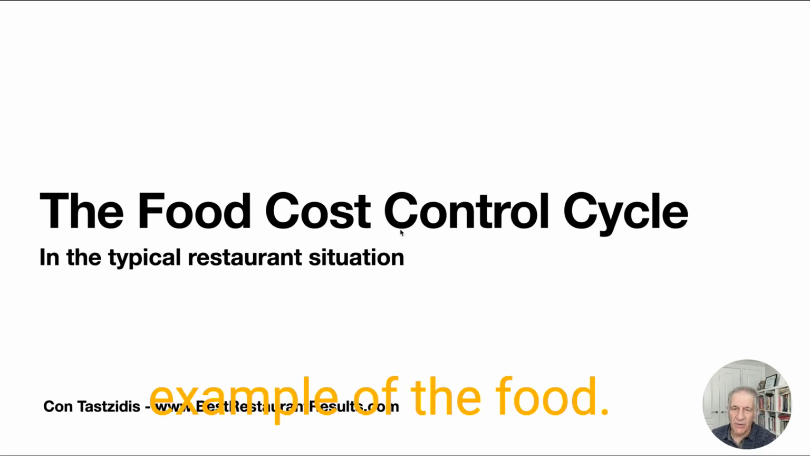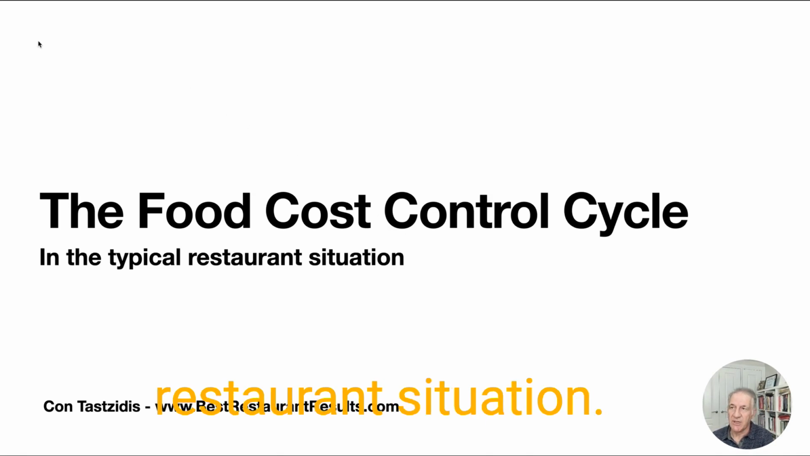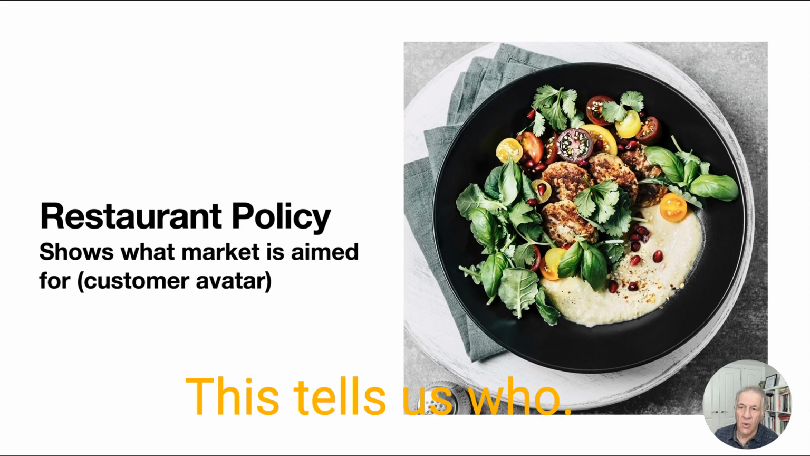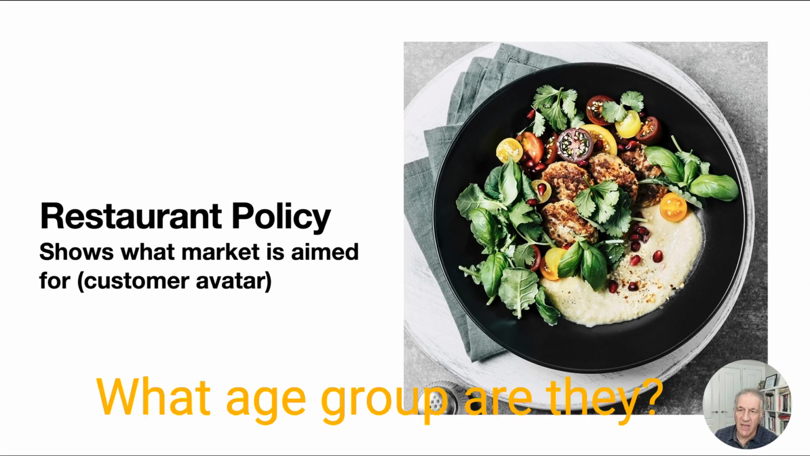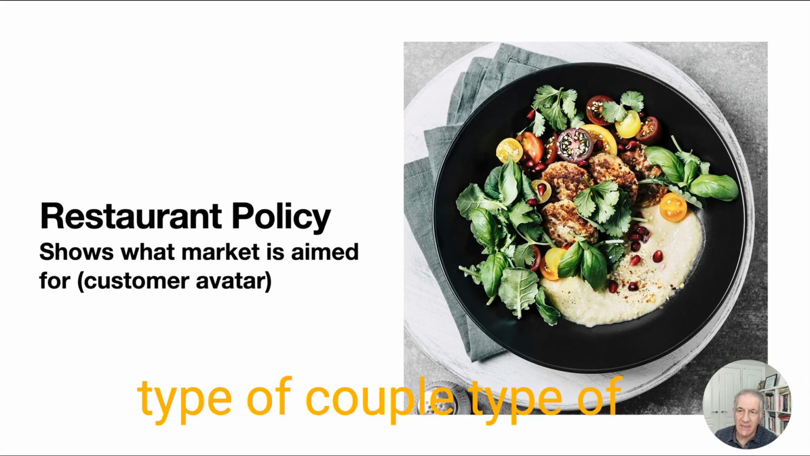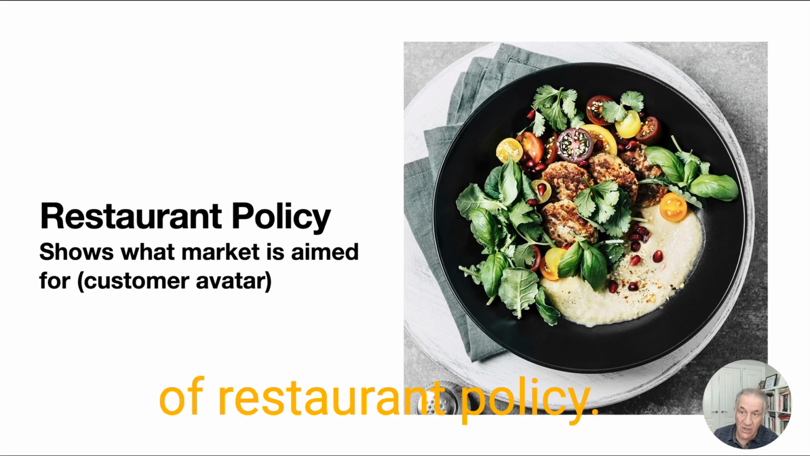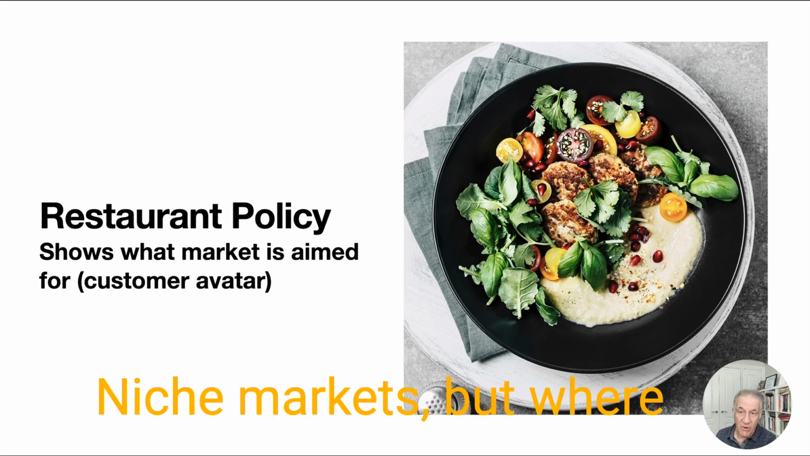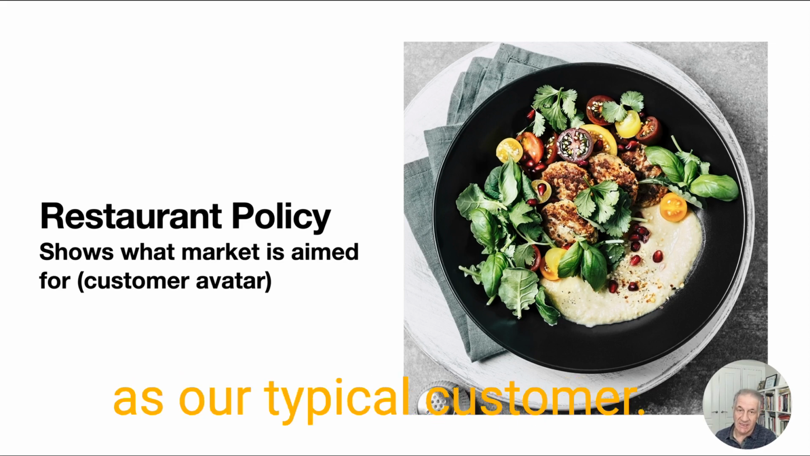This is a typical example of the cost control cycle in a typical restaurant situation. Initially, you've got the restaurant policy. This tells us who we're going for, who's our avatar, who's our niche market, what age group are they, what type of food do they like. Is it a family type of restaurant, a romantic couple type of restaurant, or a business type of restaurant? It could be several niche markets, but we're looking at the main niche markets we're going for. It's a policy of who we're going for as a typical customer.